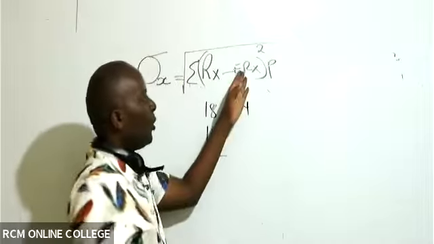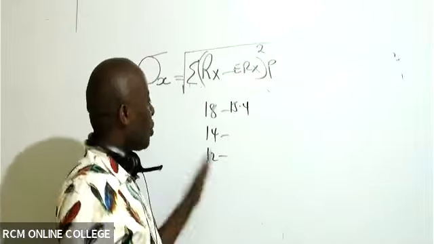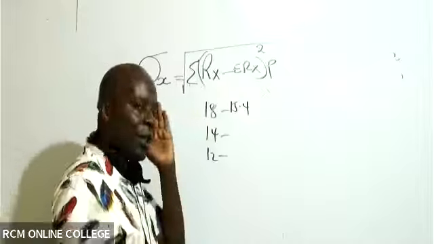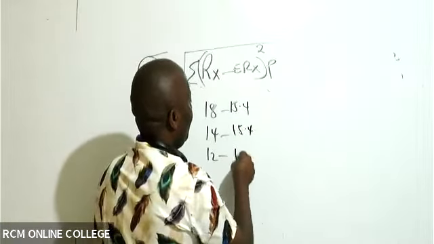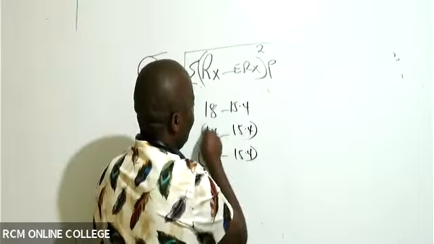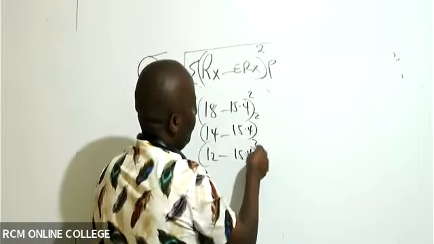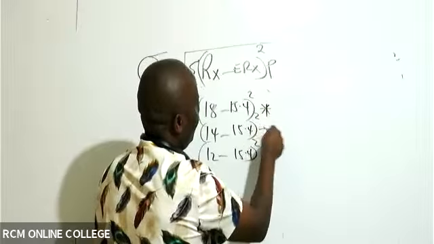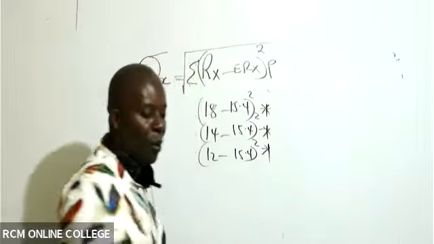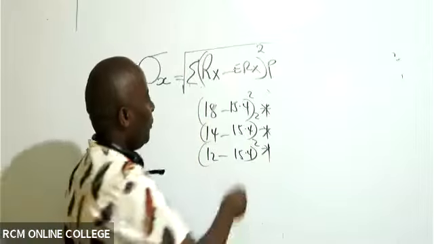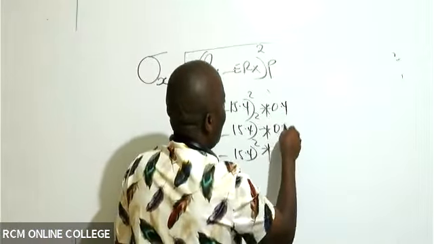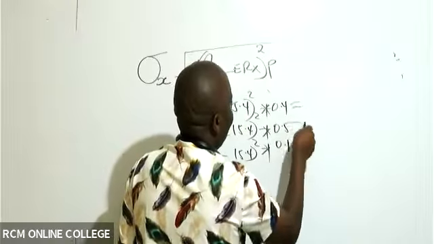Expected return will not keep on fluctuating. Regardless of the state of the economy, expected return will always remain the same. Probabilities, we have them. They shall be used constantly. 0.4, 0.5, 0.1.